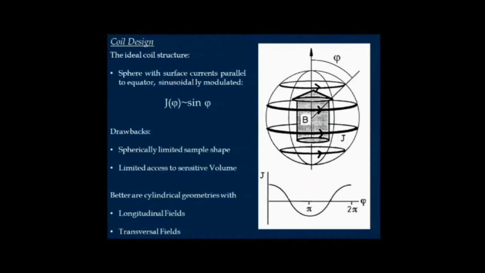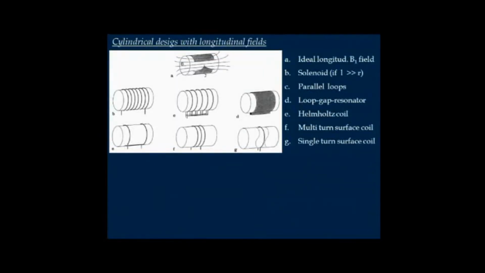And that's why usually you have cylindrical geometries, as the magnetic bore is cylindrical as well. So this is the sinusoidally modulated current you would like to have. There are two different types of cylindrical coils: ones which have longitudinal fields, being the B1 field parallel to the axis of the cylinder, and transversal. I will quickly go over those in the following few slides.